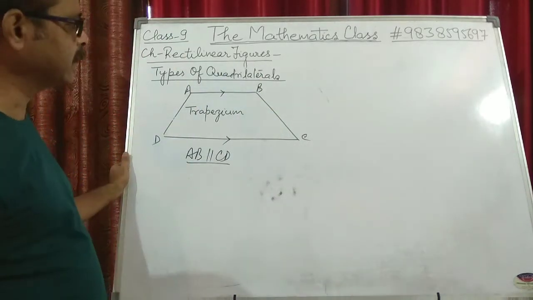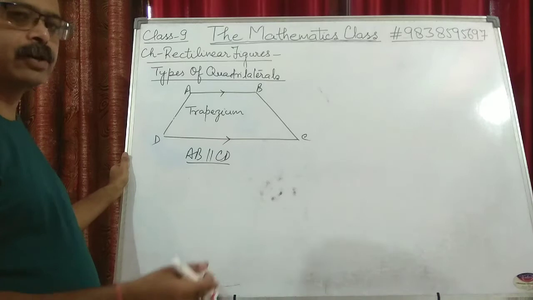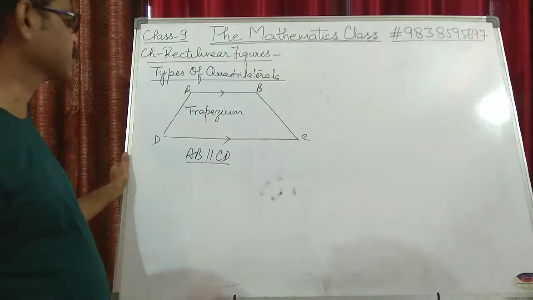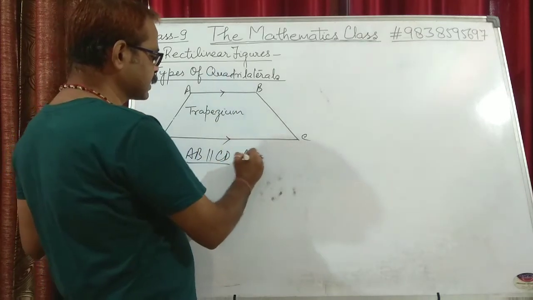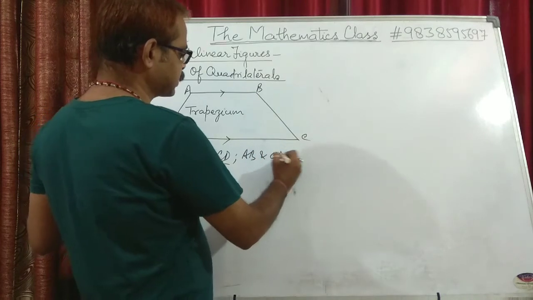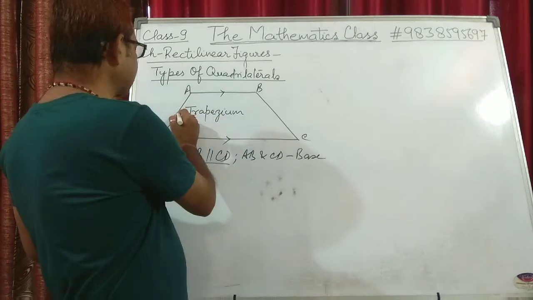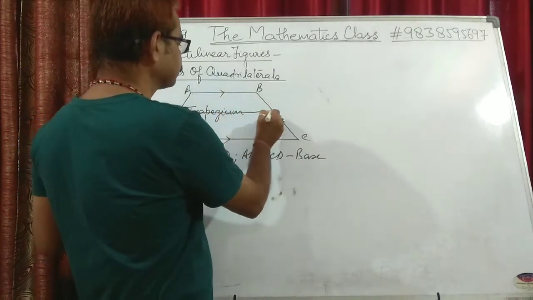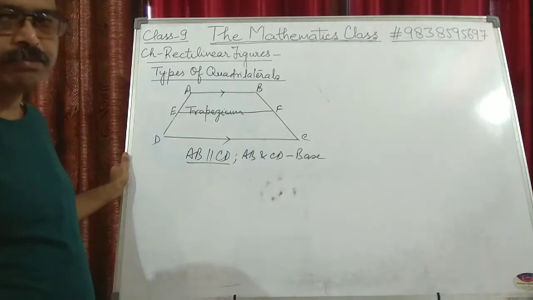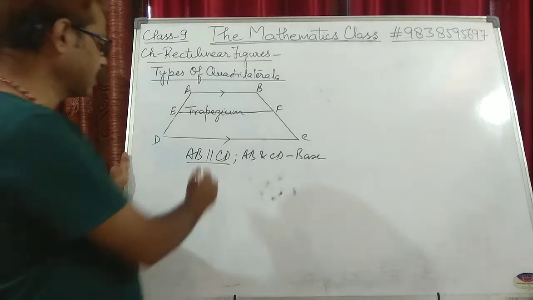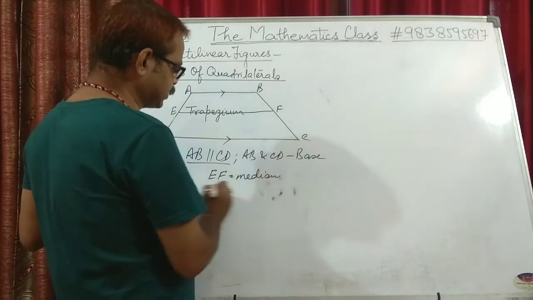If you find any quadrilateral in which only one pair of sides is parallel and the other pair of sides is non-parallel, then it is 100% a trapezium. Now these parallel sides AB and CD are known as the bases of the trapezium, and if I draw a line which joins the midpoints, let's say E and F, of the non-parallel sides, it is known as the median of a trapezium.